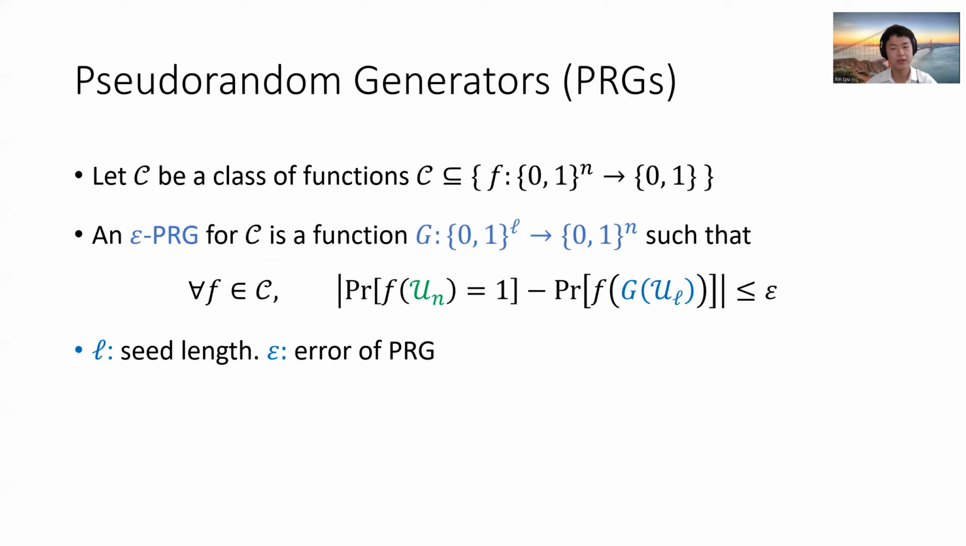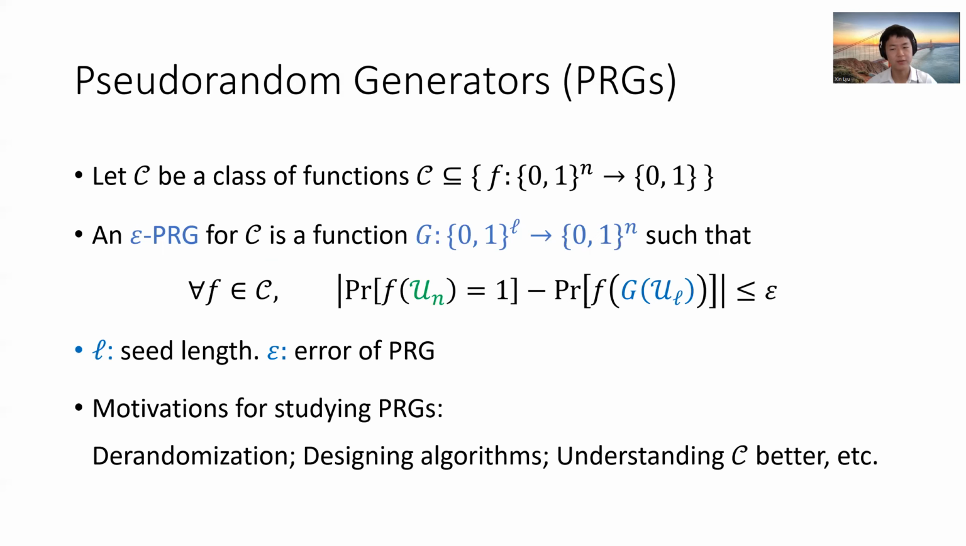There are many good reasons to study pseudorandom generators. First of all, we can use PRGs to de-randomize algorithms that are implemented by script C circuits. Constructing PRGs is also useful for designing algorithms. In general, an explicit PRG construction for circuit class script C can help us better understand the structure of C.